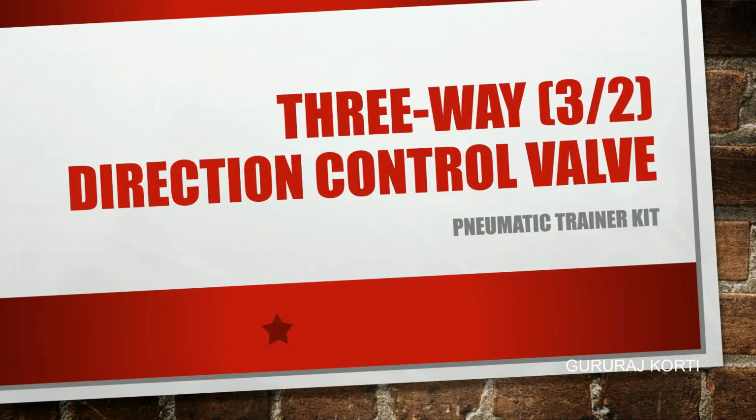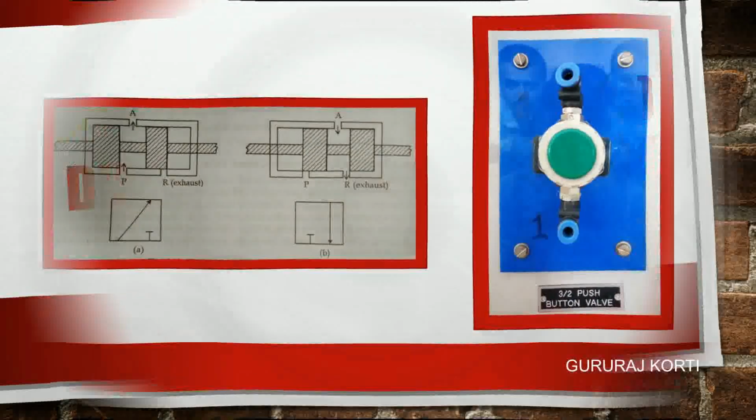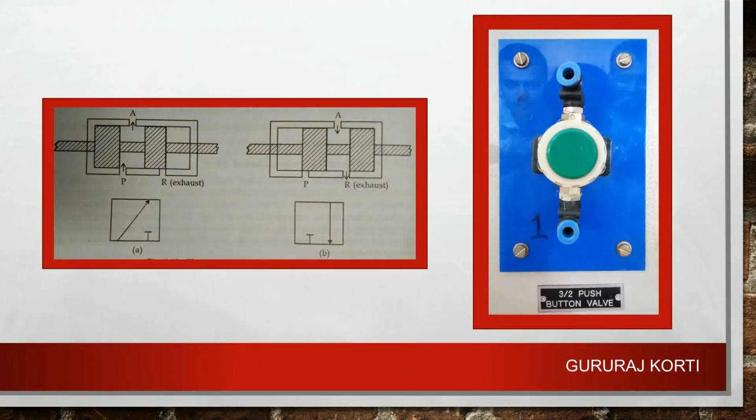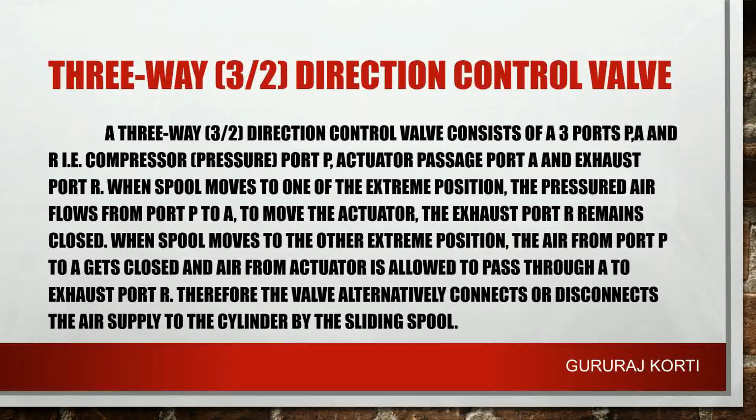Three-way, 3/2, direction control valve. A three-way, 3/2, direction control valve consists of three ports: P, A and R, that is, compressor pressure port P, actuator passage port A and exhaust port R.